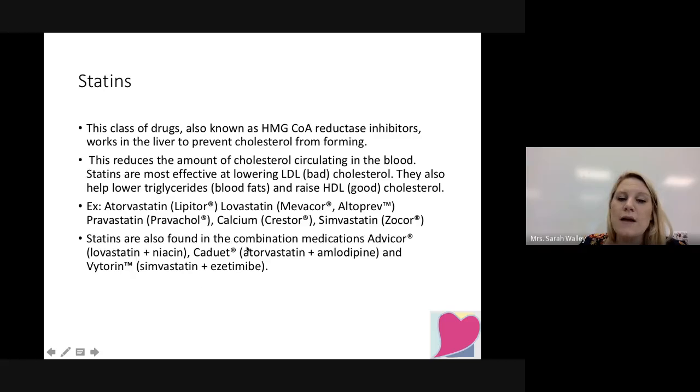Statins are also found in the combination medications lovastatin and niacin, Caduet or atorvastatin and amlodipine, and Vytorin, which is simvastatin and ezetimibe. Some of these actually help with, like amlodipine can help with high blood pressure too. So they kind of kill two birds with one stone.